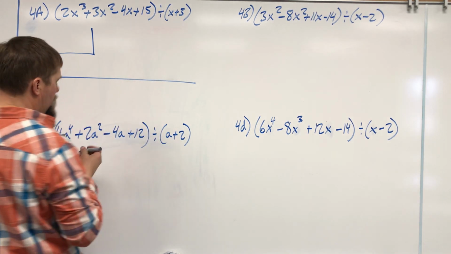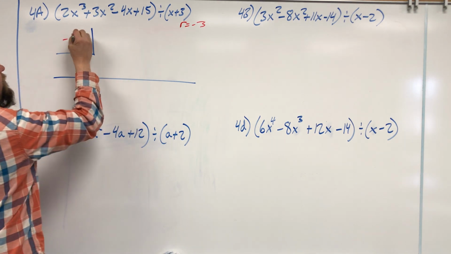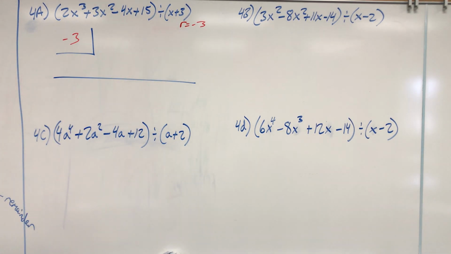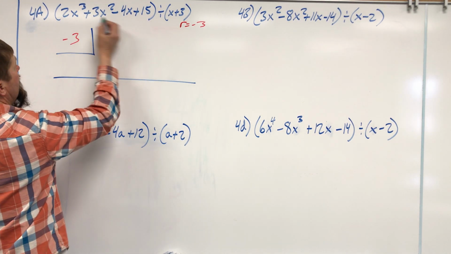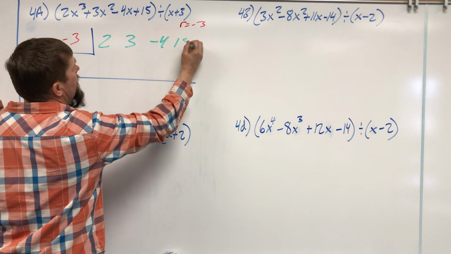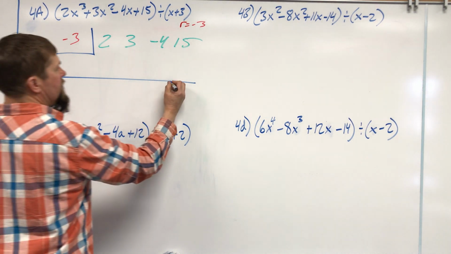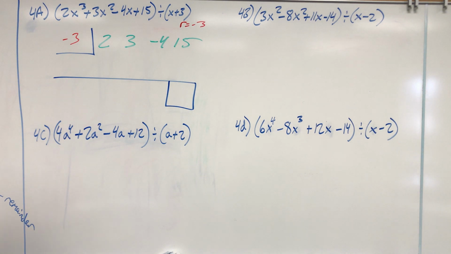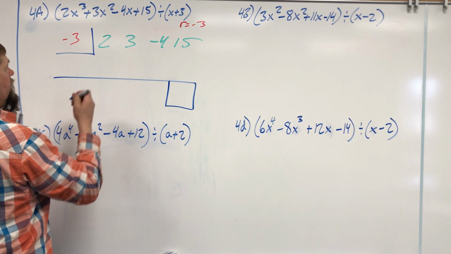We're going to identify what r is. r is negative 3 this time because it's always the opposite of that number. The coefficients of the polynomial we're dividing into are 2, 3, negative 4, and 15. And again, this last number is going to be the remainder. I like to put a box there. Now we're going to process this, okay?